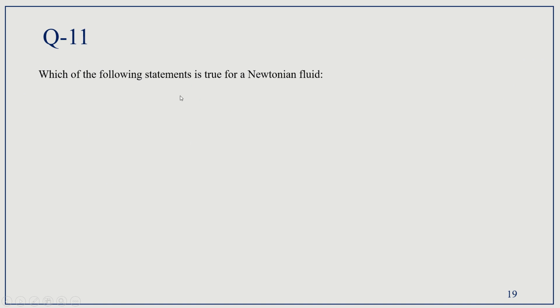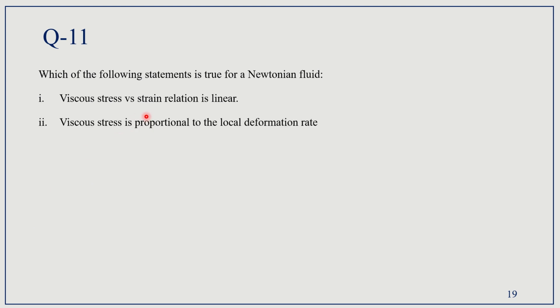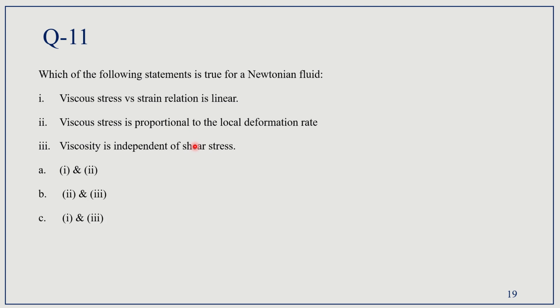Which of the following statements is true for a Newtonian fluid? Statement 1, viscous stress versus strain relation is linear. Statement 2, viscous stress is proportional to the local deformation rate. Statement 3, viscosity is independent of shear stress. So option A it is 1 and 2. Option B it is 2 and 3. Option C it is 1 and 3. Option D it is 1, 2 and 3.